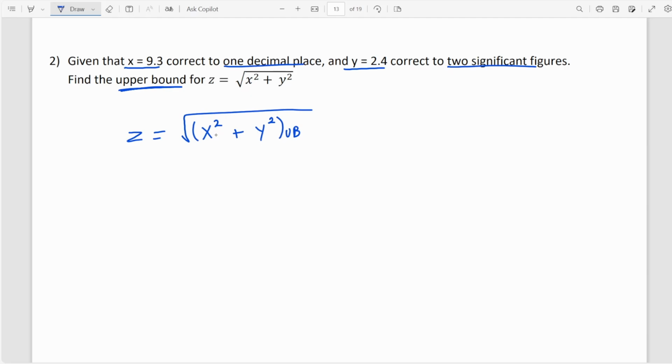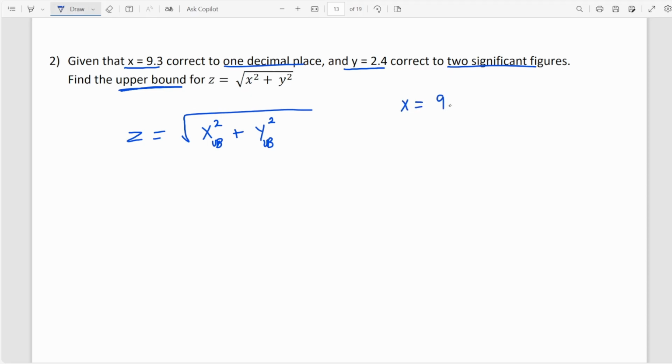And when you go inside, you have an addition between two variables. So you would want the upper bound for this one and the upper bound for this one to get the upper bound for both of them. And the x squared, you would also want basically the upper bound for the x and the upper bound for the y. So this is fairly straightforward. Just want the upper bound for each of them. This is how you will get the upper bound for z. Okay, so let's go ahead and find the upper bound for x.